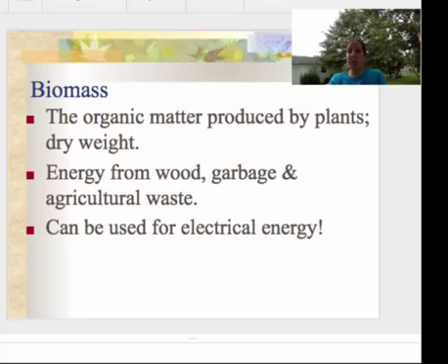Biomass in an ecosystem is that organic matter made by plants, and it's a dry weight. So if we were to measure biomass, we would have to dry it out in order to take all the water out. And that energy from the food and garbage and the agricultural waste can be used for electrical energy.